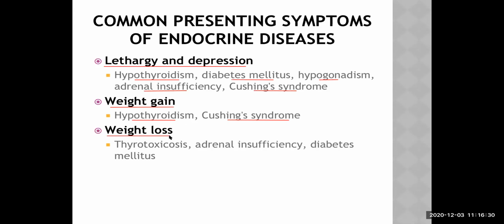Whereas weight loss can occur in thyrotoxicosis or hyperthyroidism, the opposite of hypothyroidism. Adrenal insufficiency, which means decreased level of adrenal hormone, also causes weight loss. Diabetes, especially type 1 diabetes patients, are very thin. Even type 2 diabetes patients lose weight when they start to develop type 2 diabetes, but usually they look obese. So these are some of the important manifestations. Let's move on.